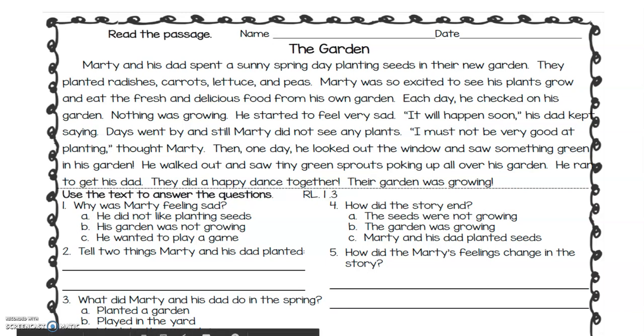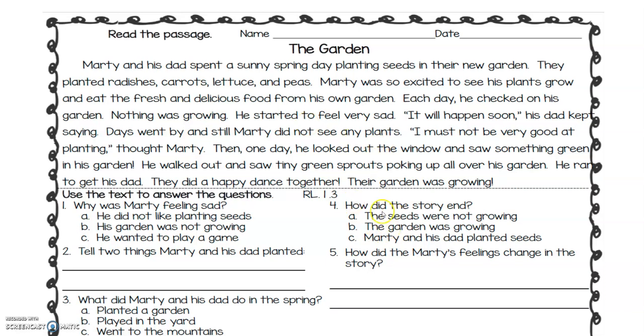Now, if I were thinking, I would say, I know this story doesn't say anything about mountains, so that's not an answer choice I'm going to choose. I don't remember reading anything about them playing either, so I think my best choice is going to be A, planted a garden, because this whole thing is about Marty and his dad planting seeds in the garden.